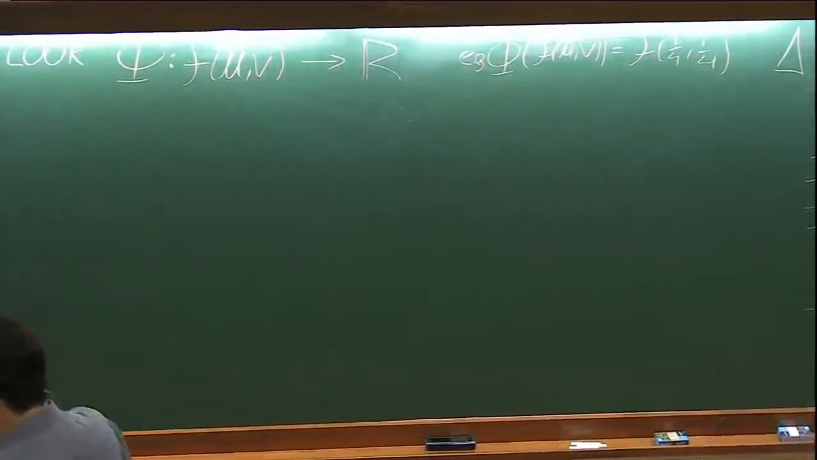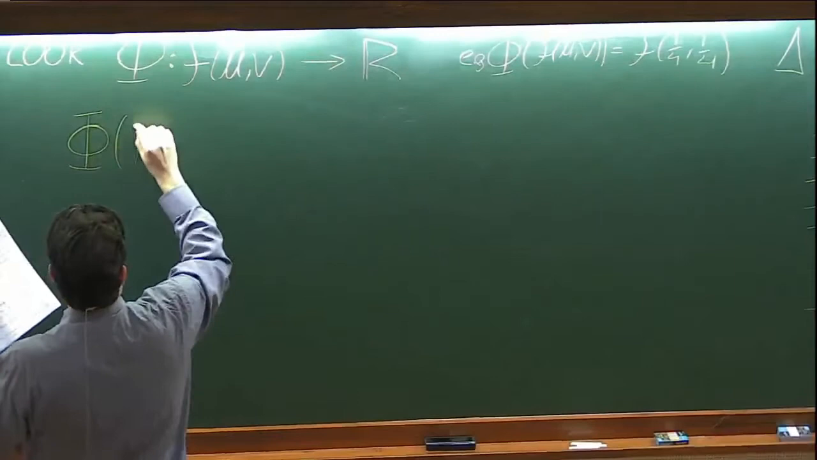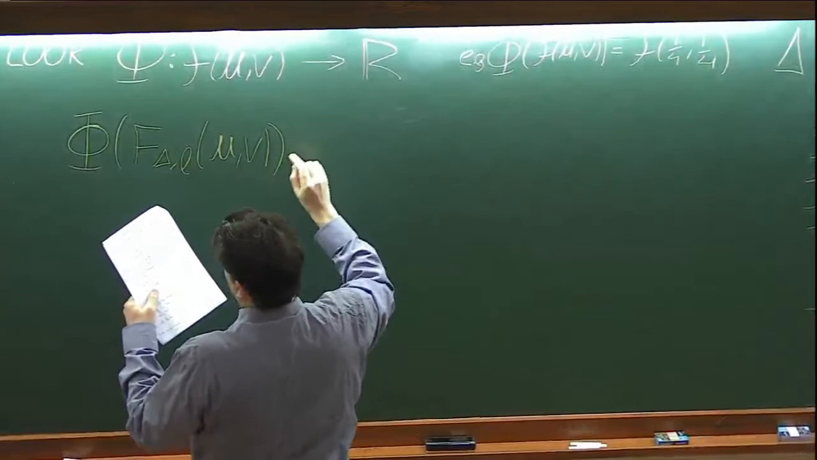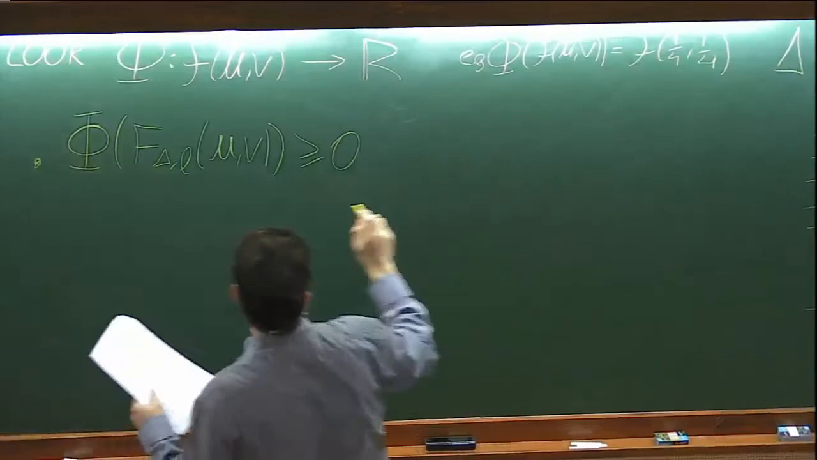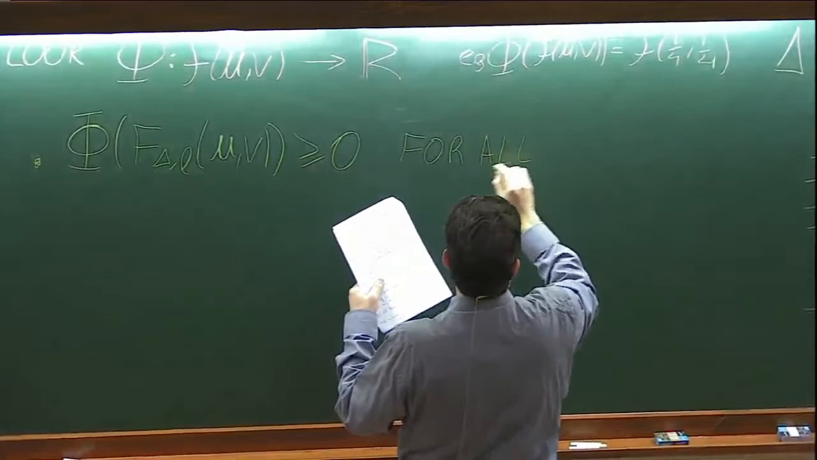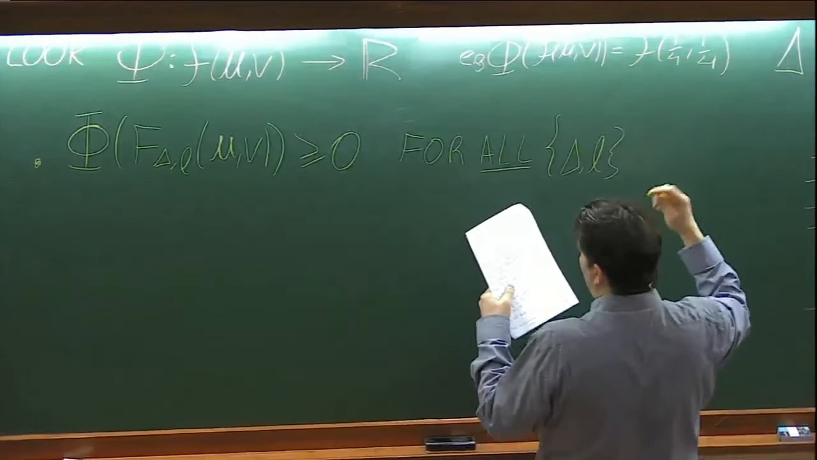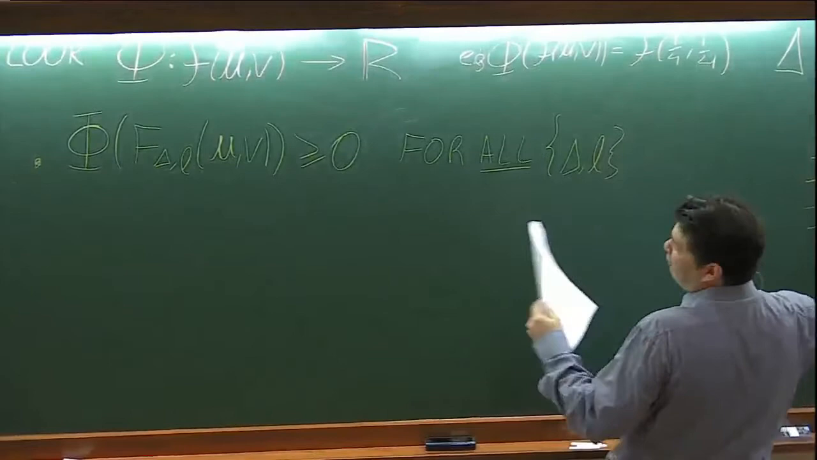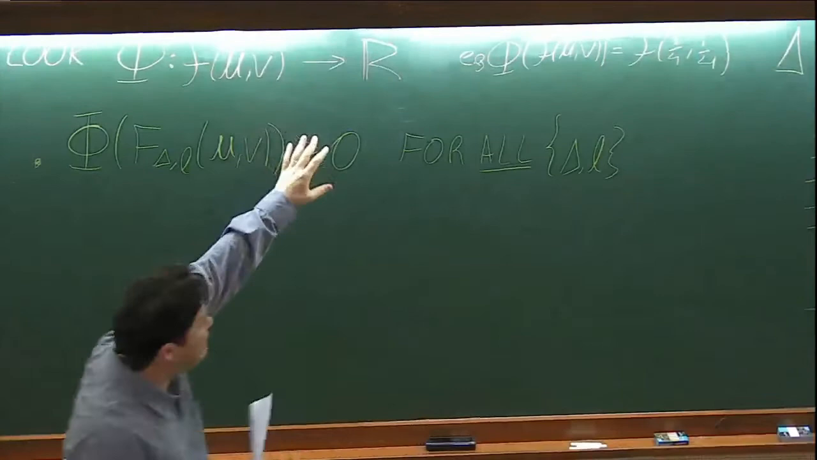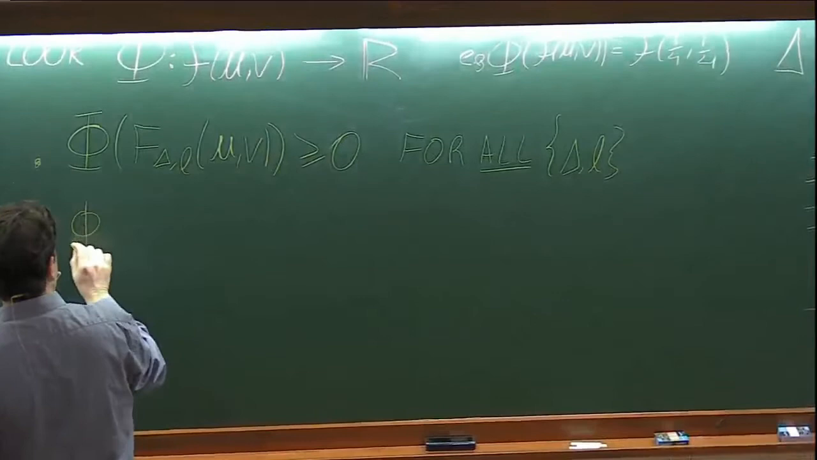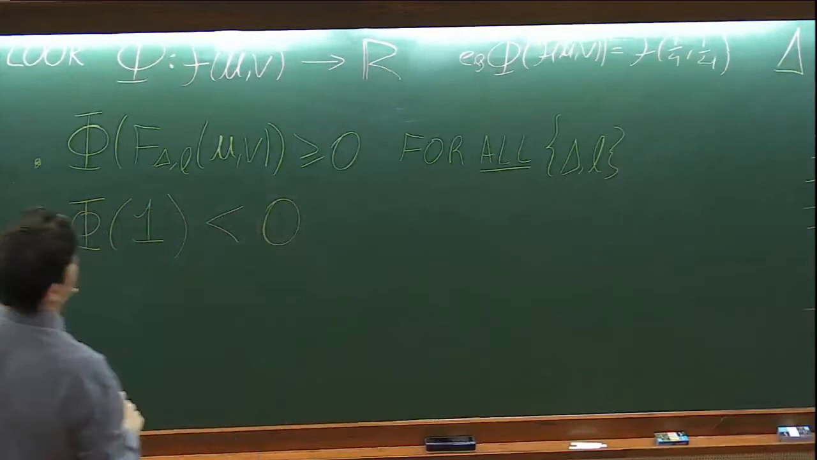phi of f delta L of u, v is bigger or equal than zero for all your spectrum, for all delta L among the intermediate operators. So you assume a spectrum for the intermediate operators delta L, and then you look for a linear operator such that this is positive, but also such that when you act on one, this is smaller than zero.